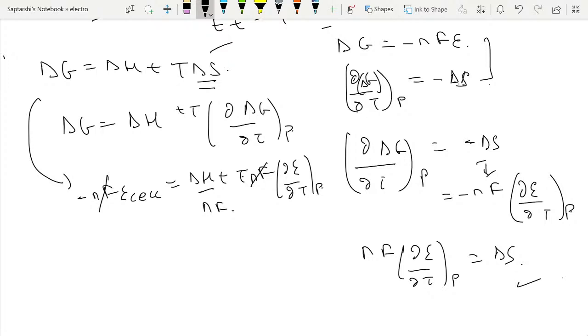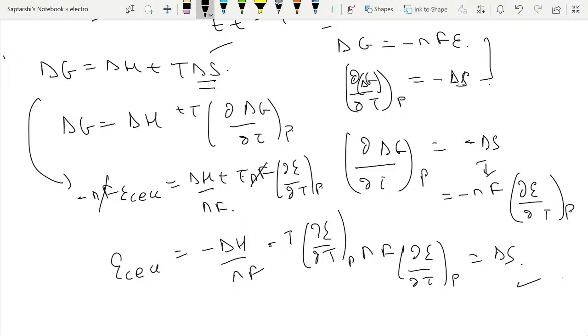So I will have E cell over here is equal to minus delta H by nF, and this will be minus T delta E by delta T at constant P. Did I make any mistake over here? Let me see. I didn't make any mistake, right? It's fine. So I'm just playing with some equations, and these are actually asked in the form of numericals.